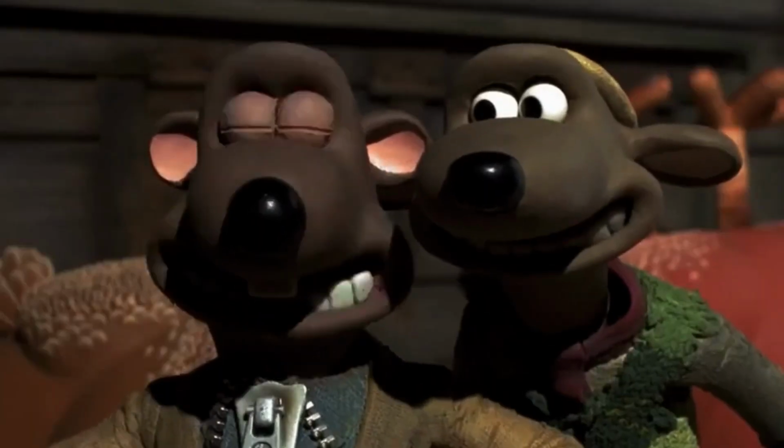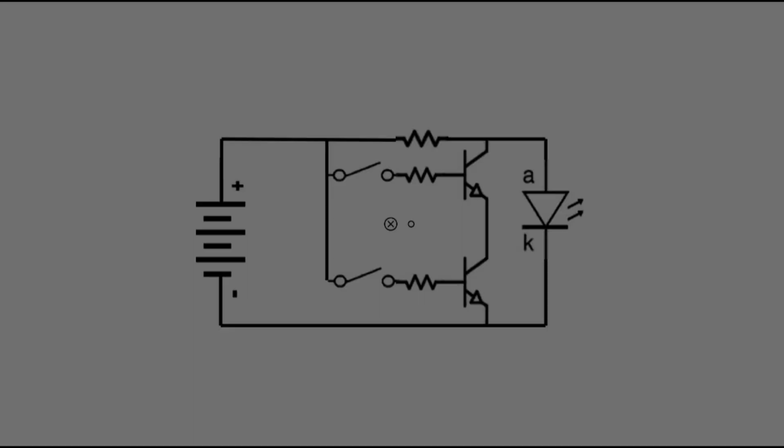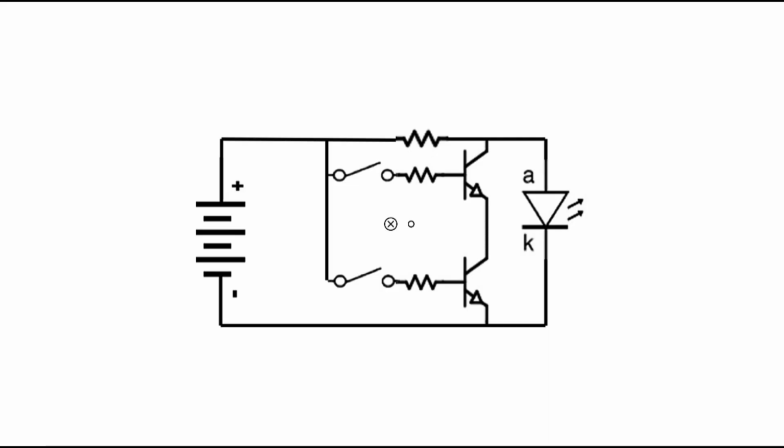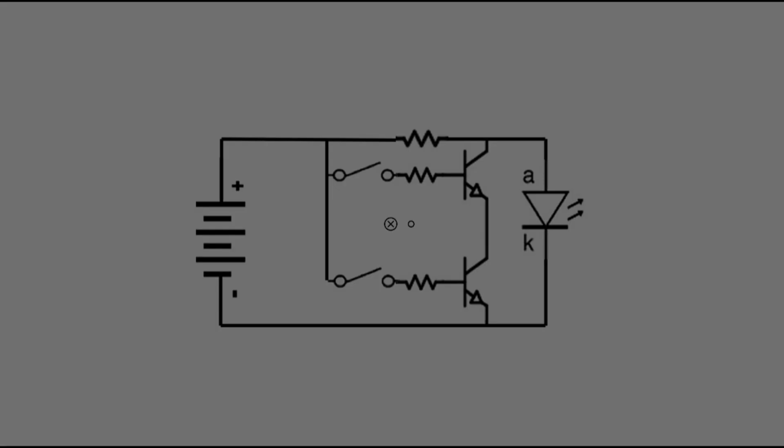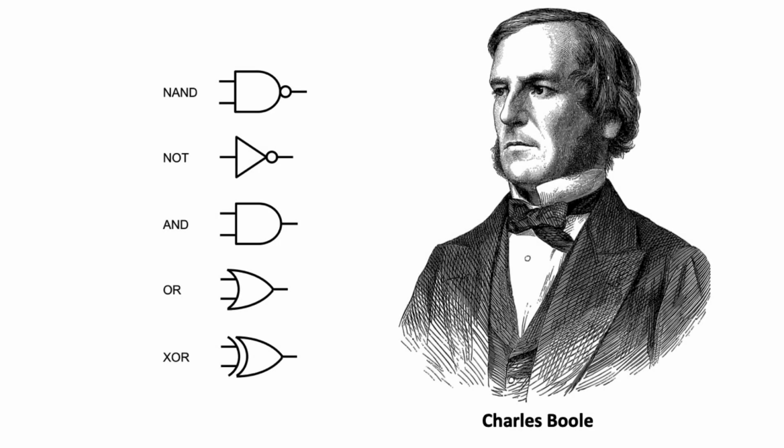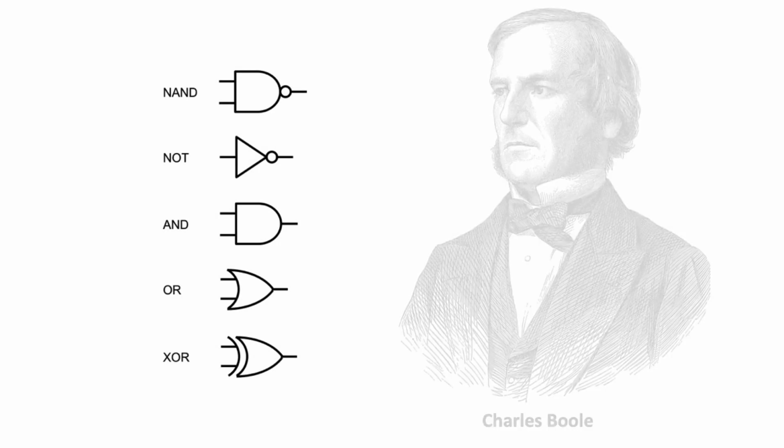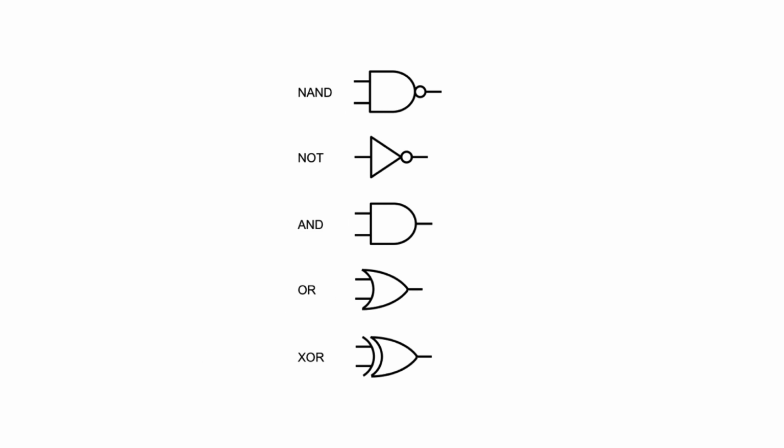In the previous video, we learned how to create a NAND circuit using transistors. In this video, we want to move up a level of abstraction and talk about Boolean logic. Let's start by reviewing the basic Boolean operators.